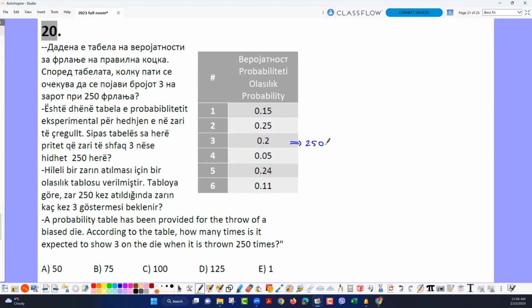250 times 0.2 gives you how many times 3 comes. That's why we need these percentages, to find all the terms after many throws. So 250 times 0.2 is equal to 250 times 2 over 10, which simplifies to 25 times 2, which is equal to 50. So the answer is A.